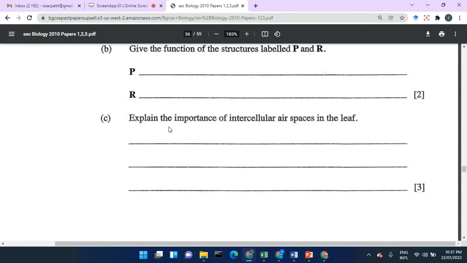It says explain the importance of intercellular air spaces in the leaf. All right. Why is it important? And notice we have to explain, and this is a whole 3 marks. So we have to explain the importance of intercellular air spaces in the leaf. And we have to do some explaining. You cannot write 2 words, 3 words, and expect to get a 3-point answer. So we have to explain it some more.